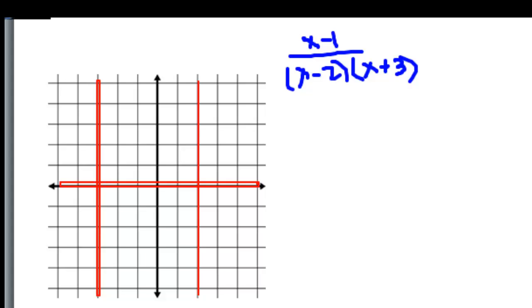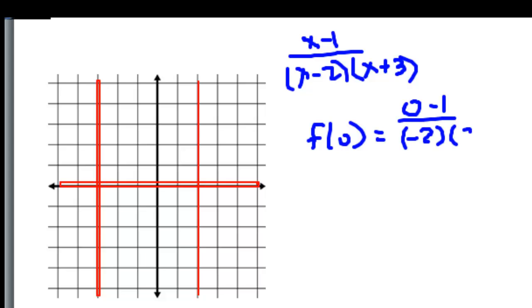We want to know where it crosses the x-axis and where it crosses the y-axis. It's going to cross the y-axis when x is equal to 0. So if x is equal to 0, we have f of 0 is going to be 0 minus 1 over 0 minus 2, negative 2, times positive 3, which is negative 1 over negative 6, or a positive 1/6. So when x is 0, y is going to be 1/6. So it's going to cross right there.